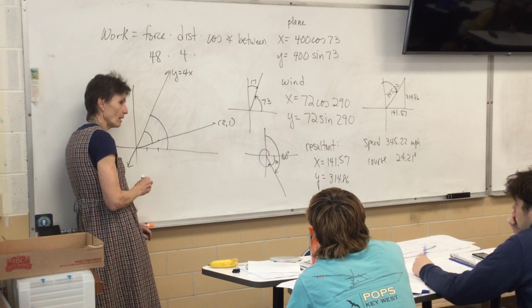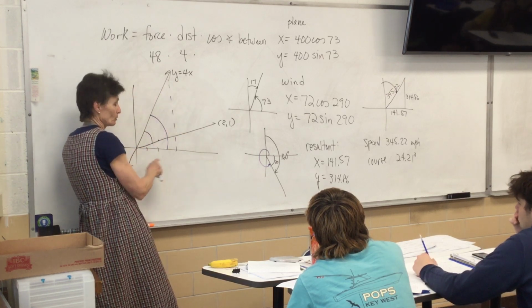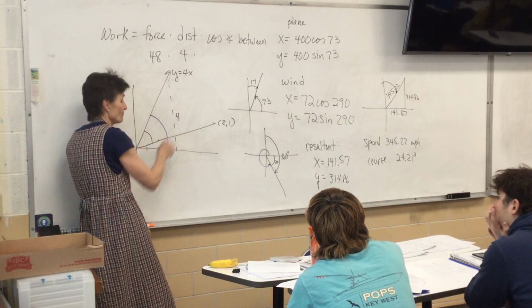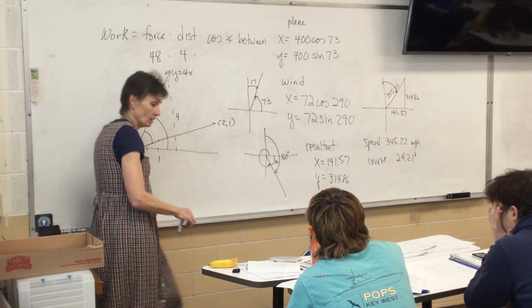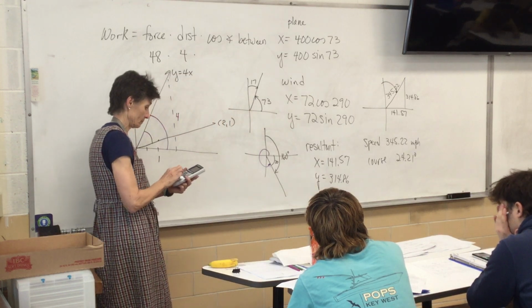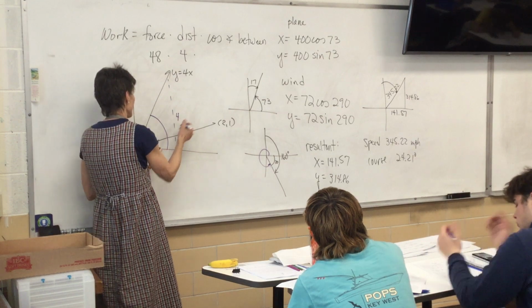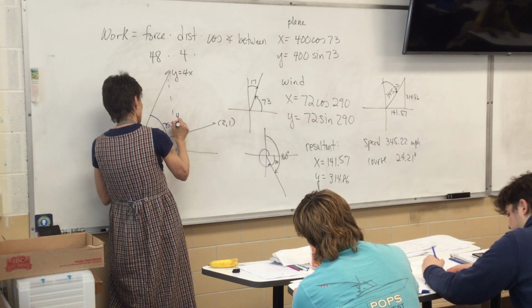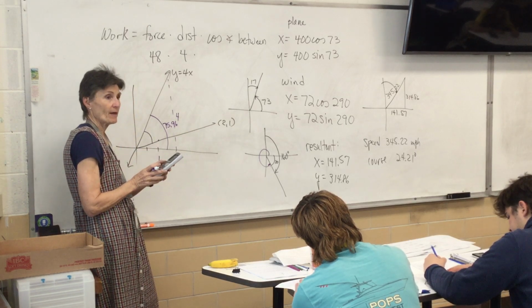We could go to our calculators, keeping in mind that the big purple triangle is over 1, up 4. So that big purple angle would be inverse tangent 4. So 75.96 degrees. Would you agree with that?